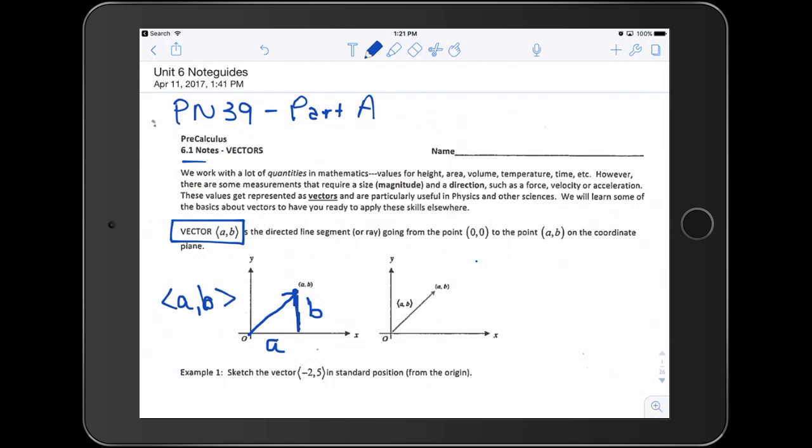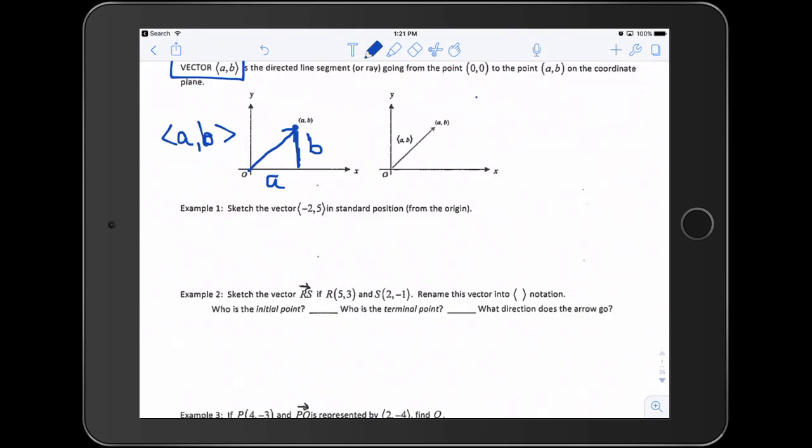So down here, it says sketch the vector in standard position from the origin. And I do want to say that when you hear standard position, that means that we're starting at 0, 0. So we're starting at 0, 0. We have a horizontal movement of -5. We have an upward vertical, 1, 2, 3, 4, 5, vertical movement of 5. So we're going to end up with a point right up here.